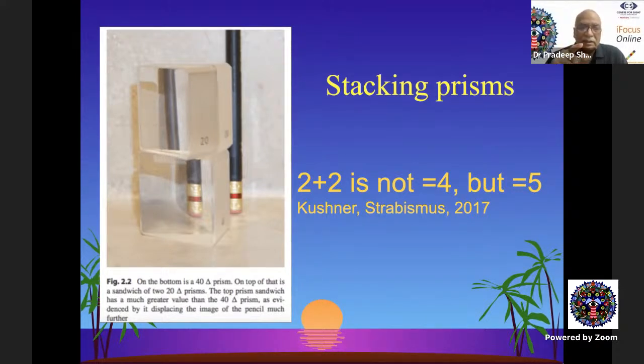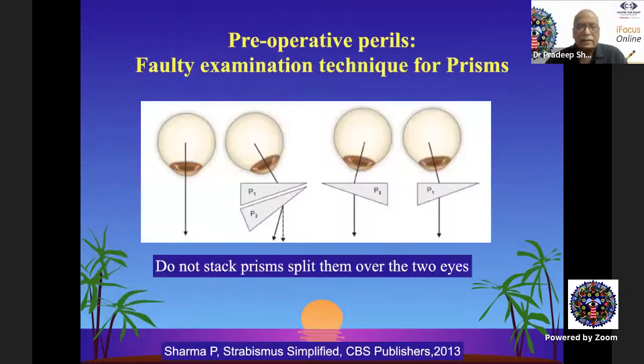You can see the top and the bottom pictures. The 20 and 20 prisms are giving much more deviation when stacked over one another than the 40 prisms or the lower half of the thing. So whenever we have to add prisms, we would split the prism between the two eyes.